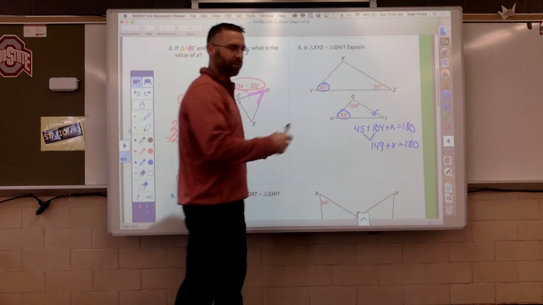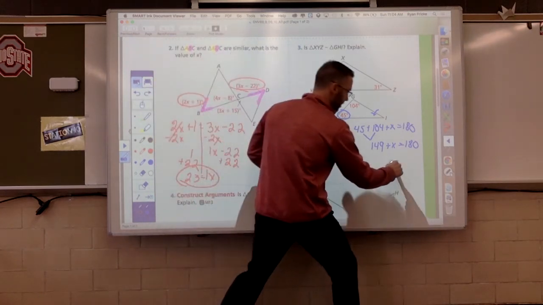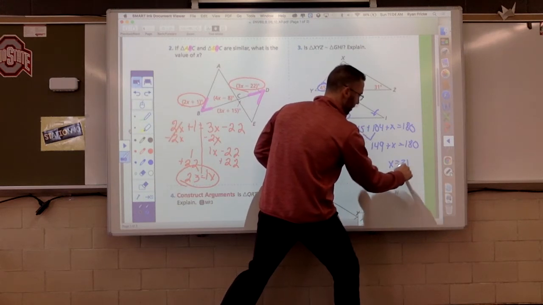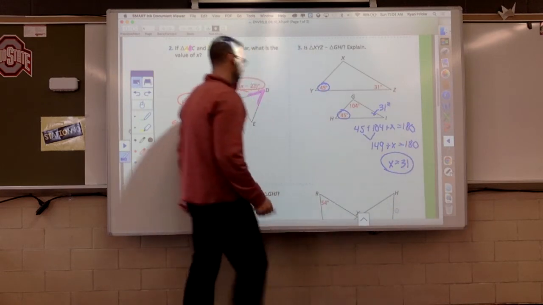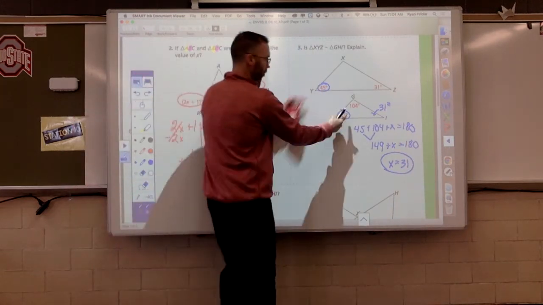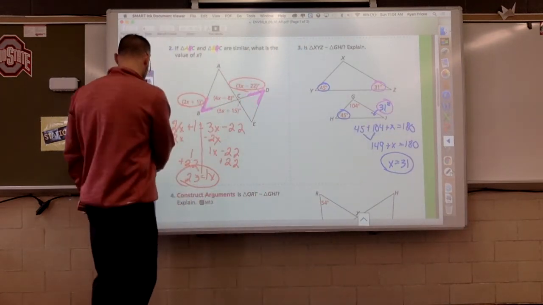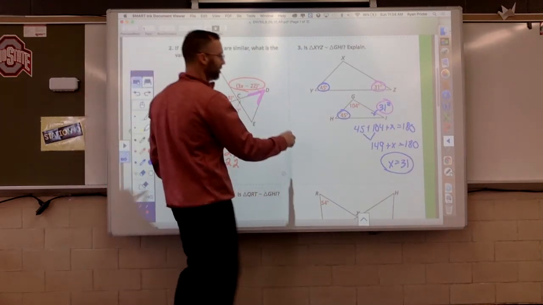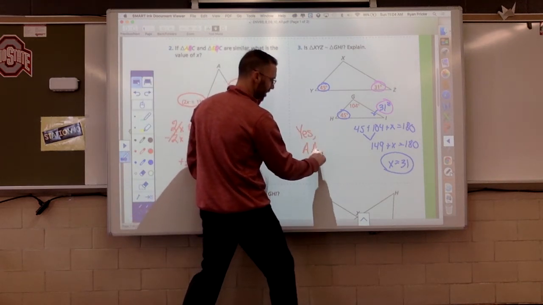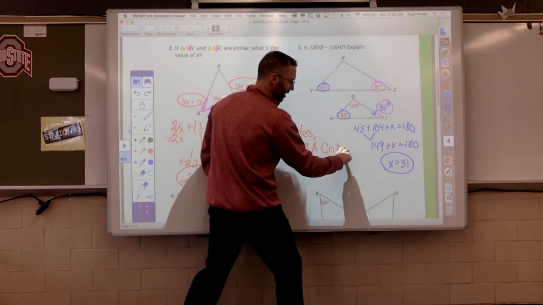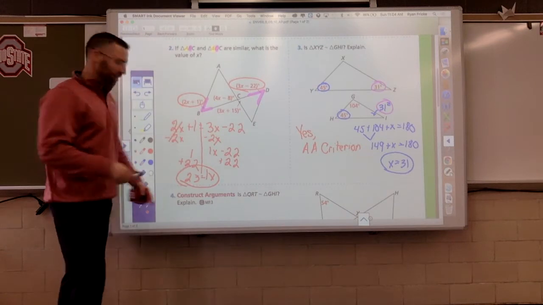Take and subtract 149 from 180. I can do it in my head. Can you? X is equal to 31. So this angle right here, 31 degrees. What does that prove? We've got one pair of angles, and now we have two pairs of angles that are congruent. So are these two triangles similar? Yes. How do we know? We can just write AA criterion, which is just stating they have two pairs of congruent angles.